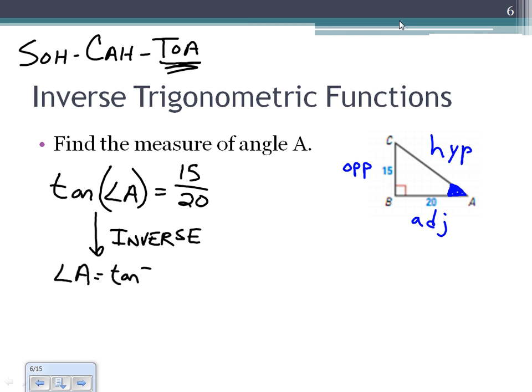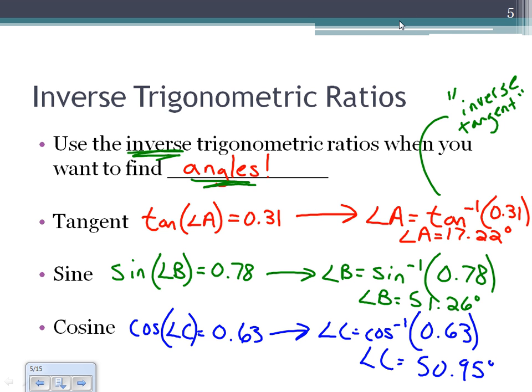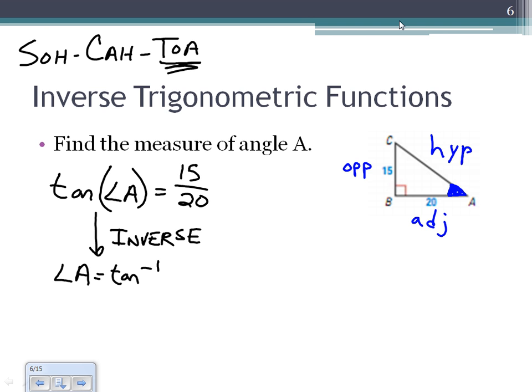Except what do you call that? What is this called? It's not tan negative 1. What do we name it? Oh. Inverse tangent. Okay. Of? Over. Good. Use your calculator. Inverse tangent of 15 over 20.